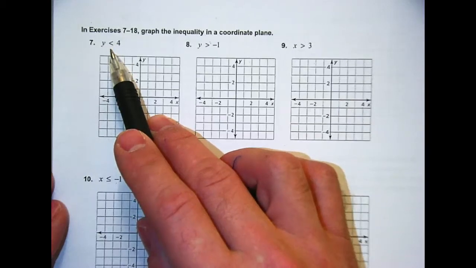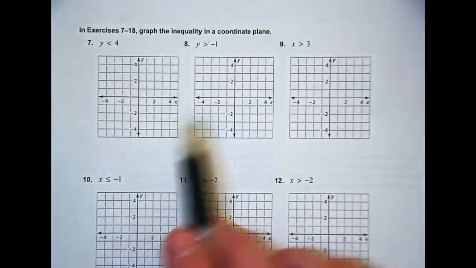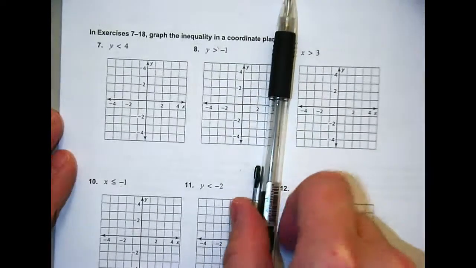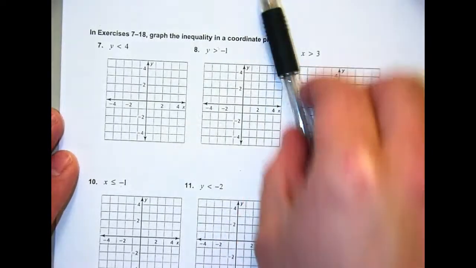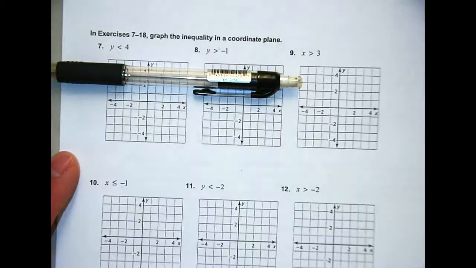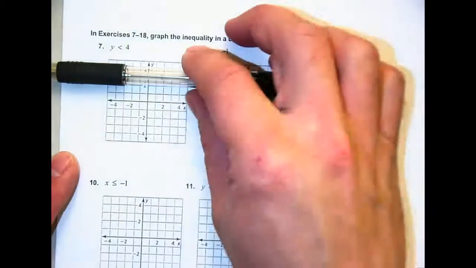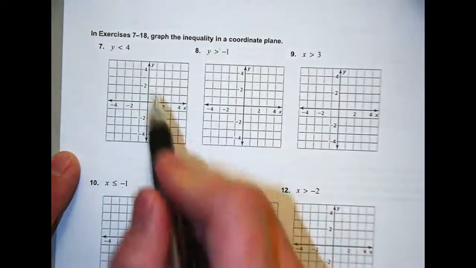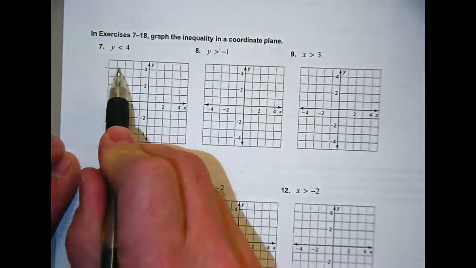A y equals graph, we've done a lot of this year. The y-axis goes like this, straight up and down like my pencil here. However, y equals goes like that. It crosses only the y-axis. Where does it cross? Yeah, it crosses at 4. Y equals 4 is this line right here.